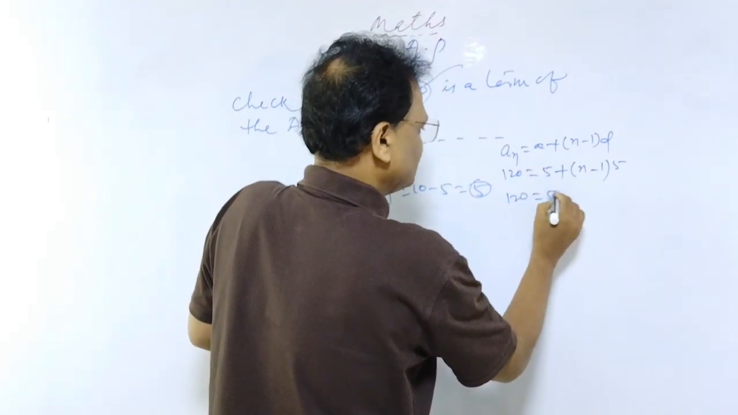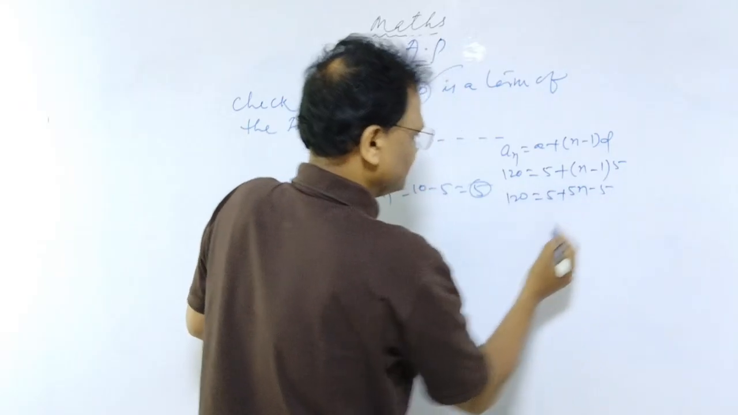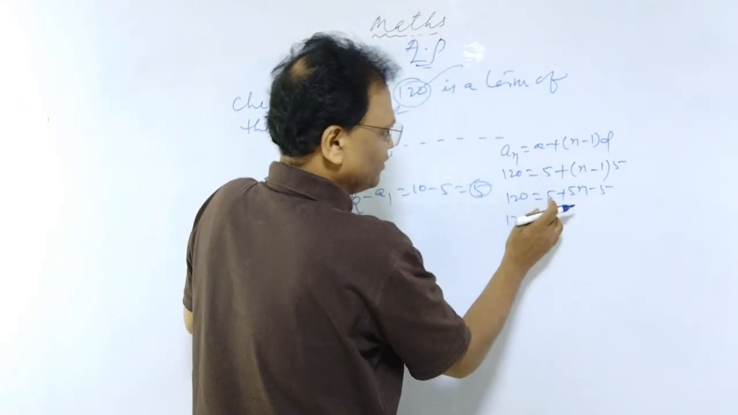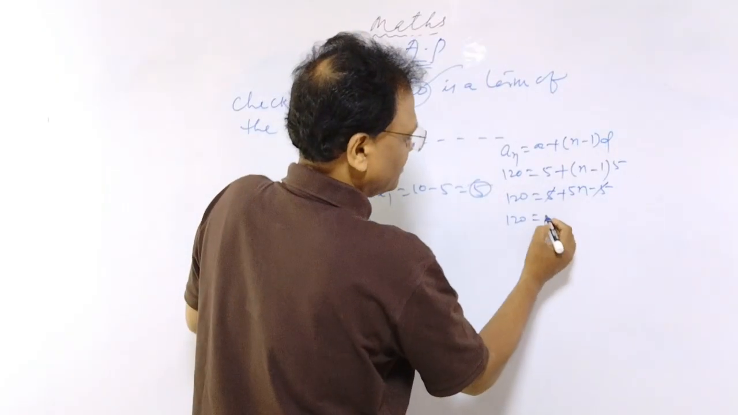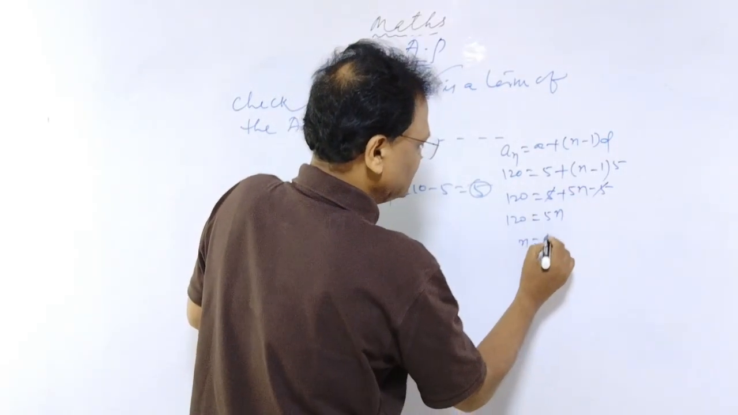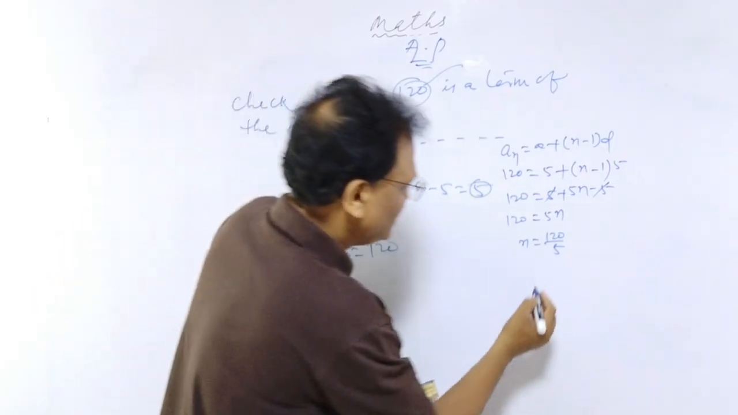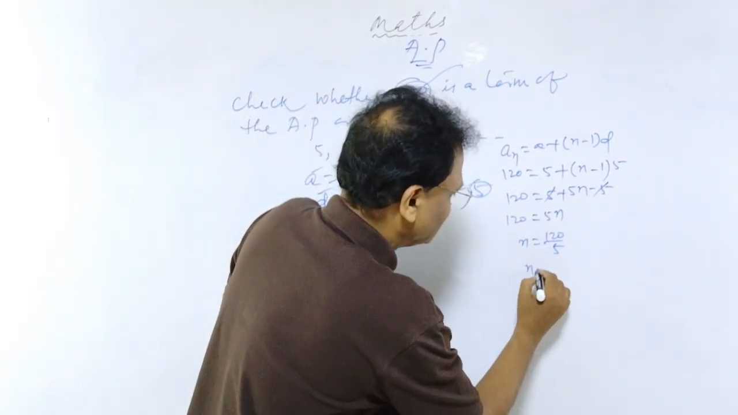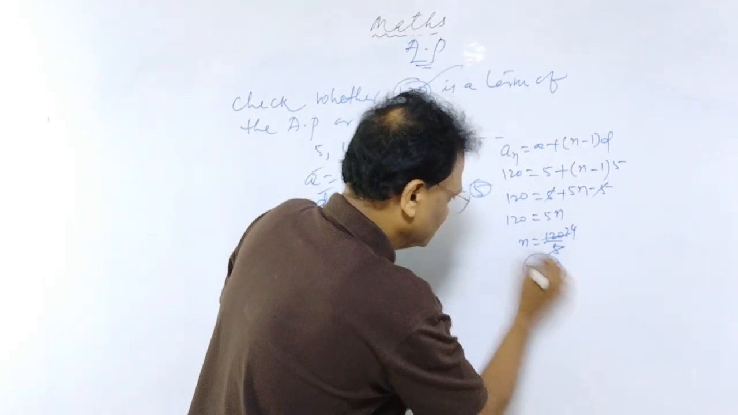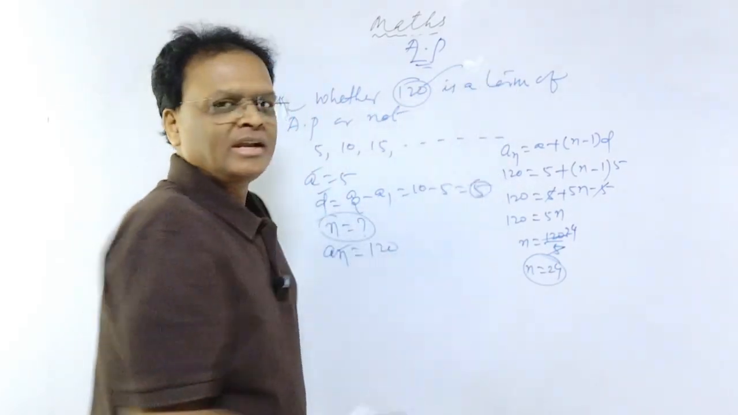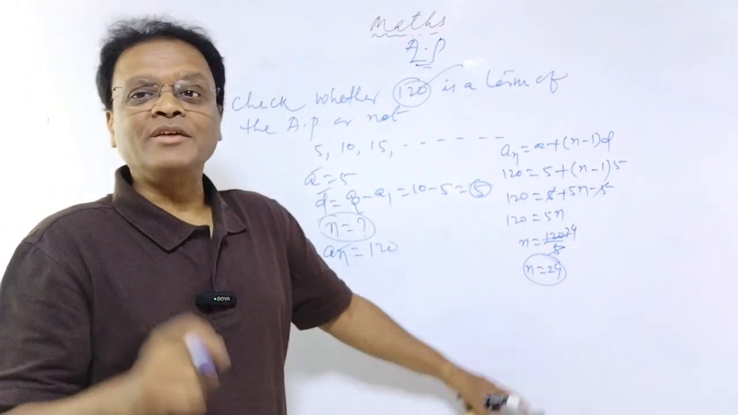So 120 is equal to 5 plus 5 into n minus 1, that is 5n. 5 ones are 5. So 120, this plus 5 minus 5 cancel. 5n, n is equal to 120 divided by 5. If I divide 120 by 5, I get n equal to 24. Yes, this 120 is a term of this series because I got the n value 24.